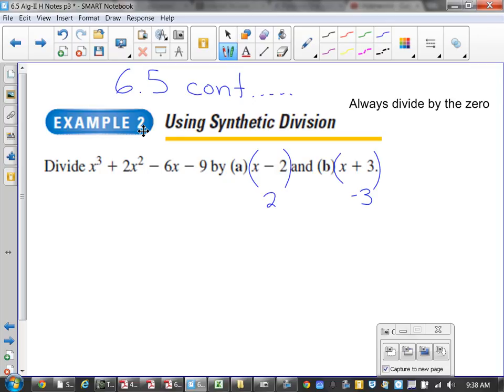Sometimes they're going to give you the 0 right off the bat, which means you don't have to do anything. So what I want to do is use synthetic division and divide x cubed plus 2x squared minus 6x minus 9, both by x minus 2 and x plus 3, and show you guys where this is headed.